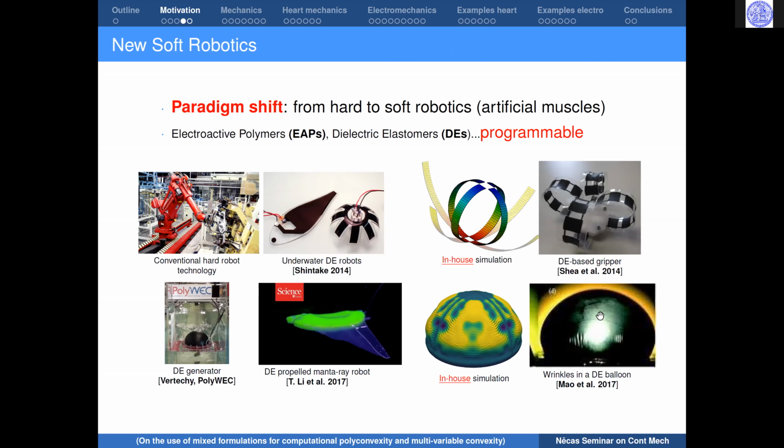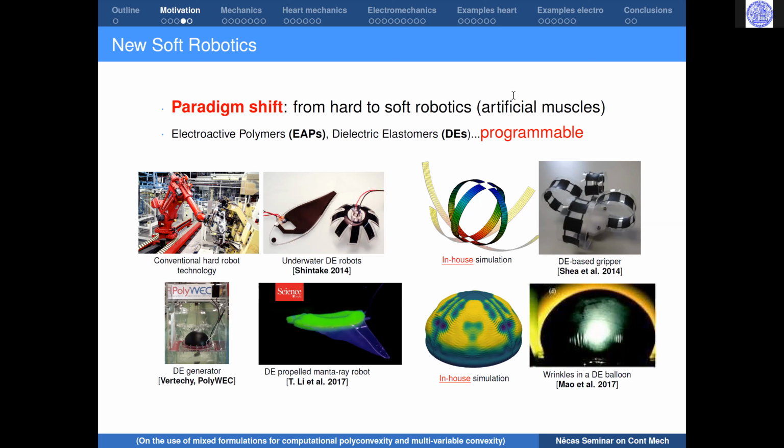The second one is the field of electromechanics, and specifically the area of application towards soft robotics. In a nutshell, as you well know, robotics is now a hot area of research, and has been for many years, possibly the last decade. But lately, a paradigm shift has been observed: researchers and applied scientists are now trying to seek application of this robotics technology from hard robots to soft robots, and specifically what are called artificial muscles.